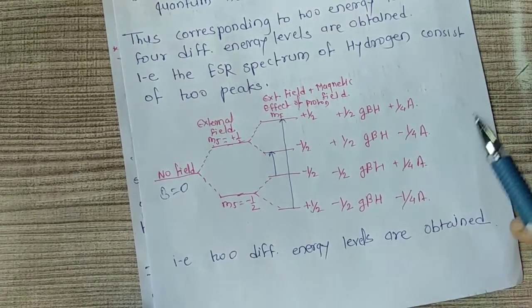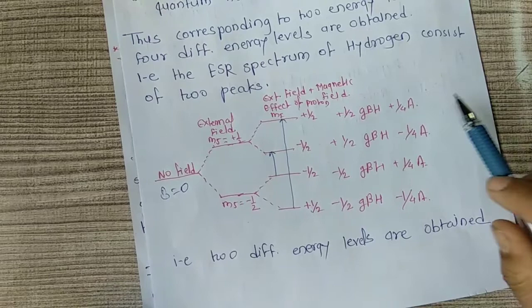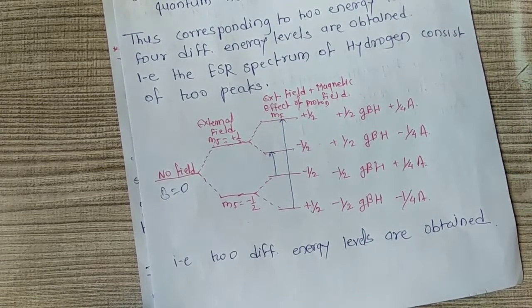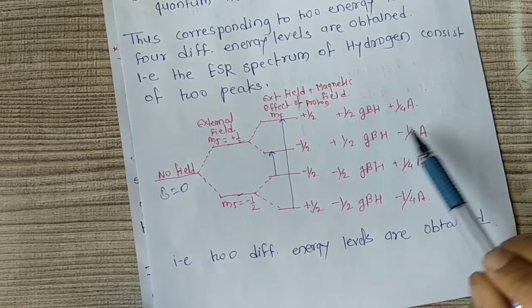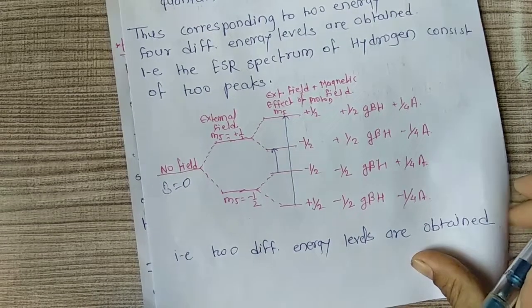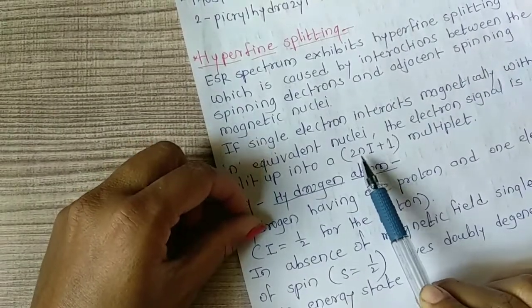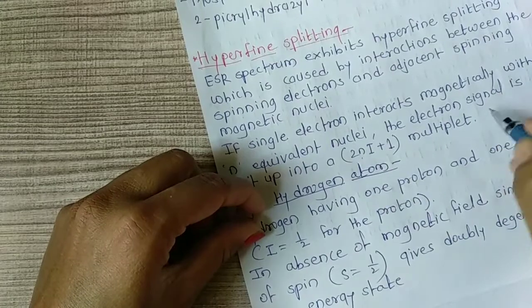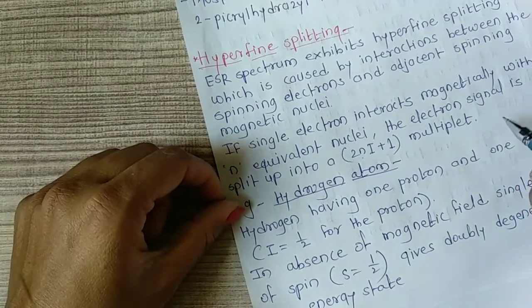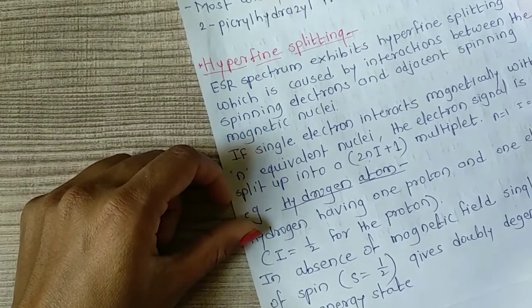Means the hydrogen atom gives 2 lines in the ESR spectrum, or ESR spectroscopy. Means here we get a doublet. How a doublet? From that formula 2NI plus 1. N means 1. The hydrogen atom has N equal to 1 and I equal to half.